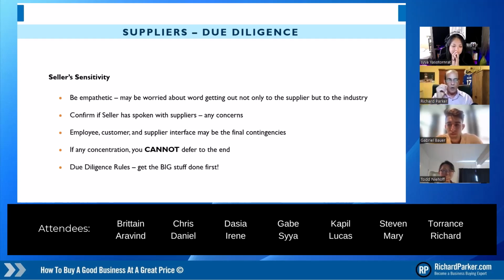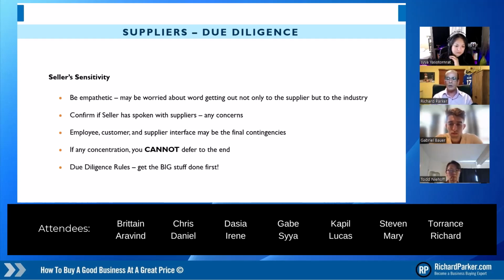You don't want to go through all of your due diligence, verifying the financials, the market, the sales, the processes, et cetera, the 11 categories that we talked about, and only wait till the end to speak to the supplier, because they can change the whole dynamic. So you don't want to waste your time and money.